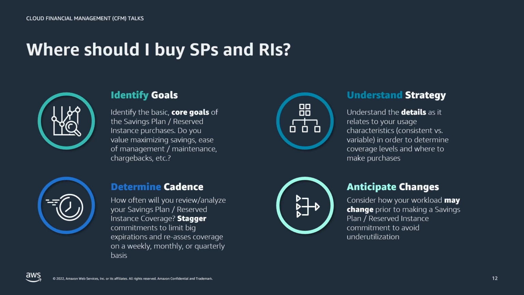And really, before we get into where we should make the purchase, it's better to think of 4 main buckets: what are my goals, what's my overall strategy, what's going to be my cadence, and what changes could happen to the account? We'll start with number 1 there, identifying the goals.